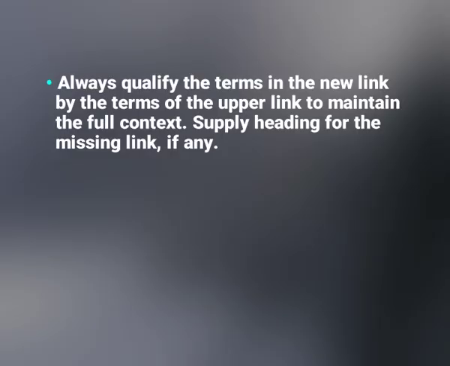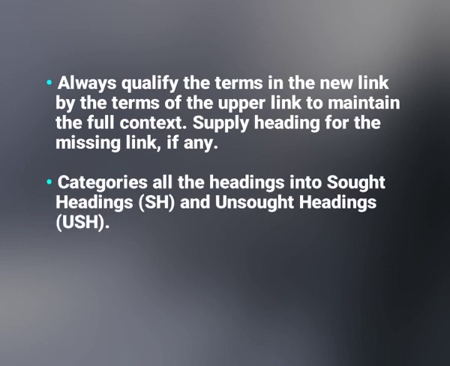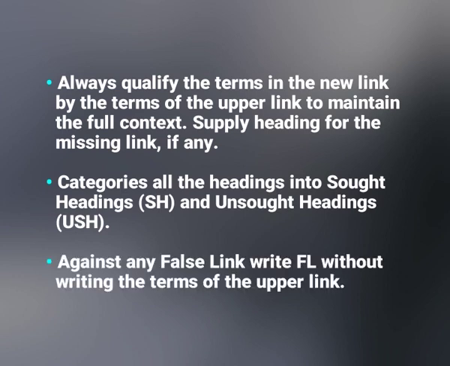against each digit the headings. So, always qualify the terms in the link by the term of the upper link to maintain the full context. Supply heading for the missing link if any. Categorize all the headings into sought headings and unsought headings. Denote any false link by writing F, without writing any term, because we are not making entries for the false link. So, you have to give some notation that these are false links. Either you can use FL or you can use your own notations.